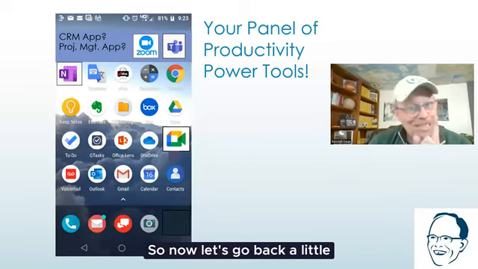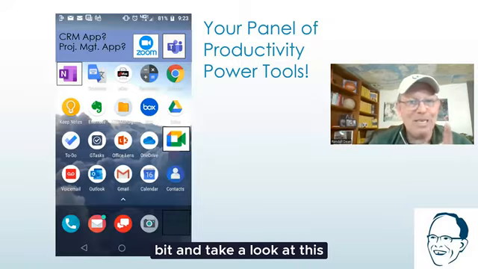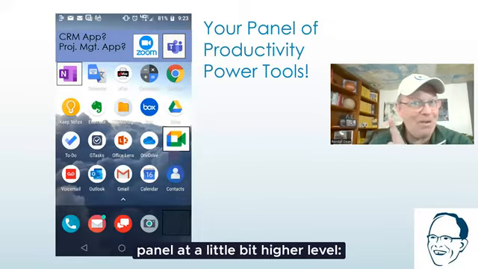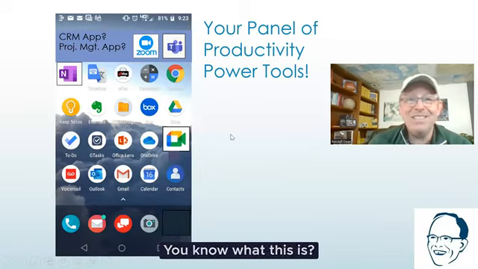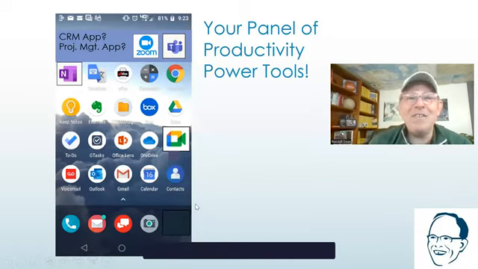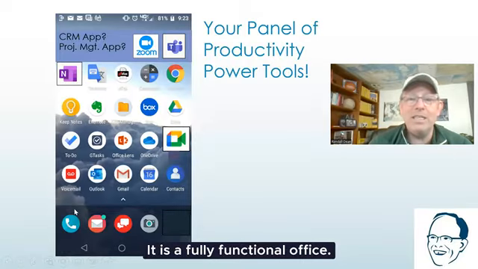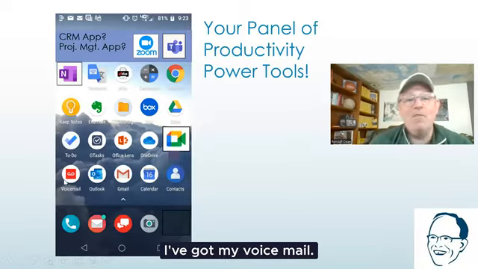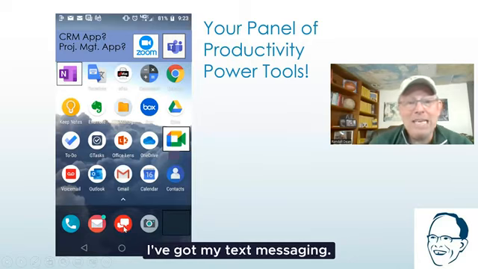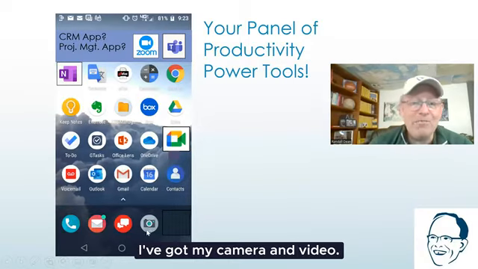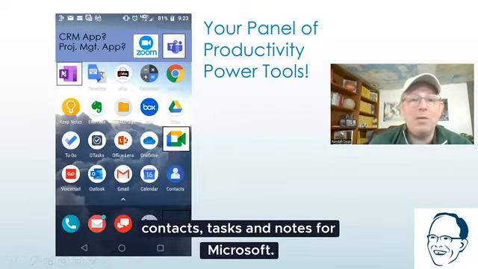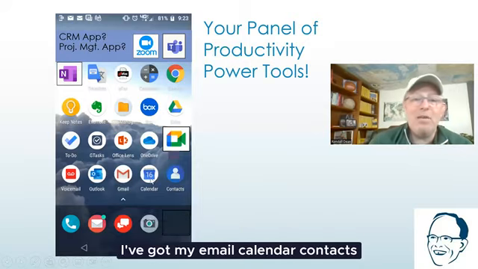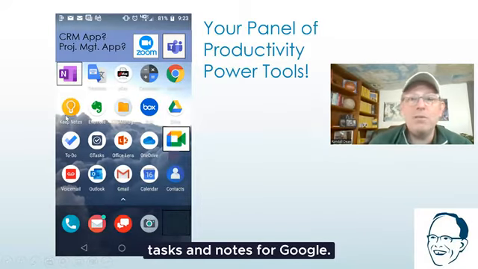So now let's go back a little bit and take a look at this panel a little bit higher level. You know what this is? This is an office. It is a fully functional office. I've got my telephone, I've got my voicemail, I've got my text messaging, I've got my camera and video, I've got my email, calendar, and contacts, tasks, and notes for Microsoft. I've got my email, calendar, contacts, tasks, and notes for Google.